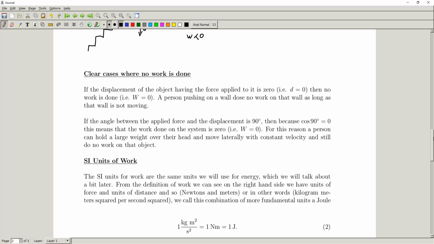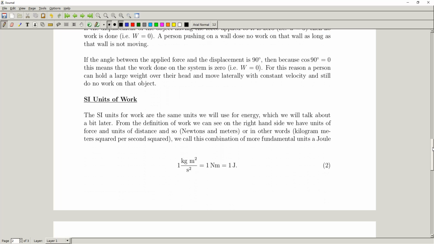Okay? And if the angle between the applied force and the displacement is 90 degrees, as we saw in one of the examples above, this means that there is no work done on the system. So the work again is 0, right? Because the force being applied to the system is 90 degrees from the displacement of that system, and again we end up with no work being done.